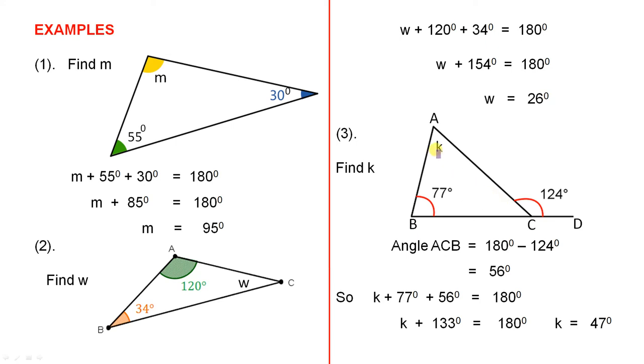So then K plus 77 degrees plus 56 degrees equals 180. So if we add those two together, we get K plus 133 degrees is 180 degrees, so K is 47 degrees.